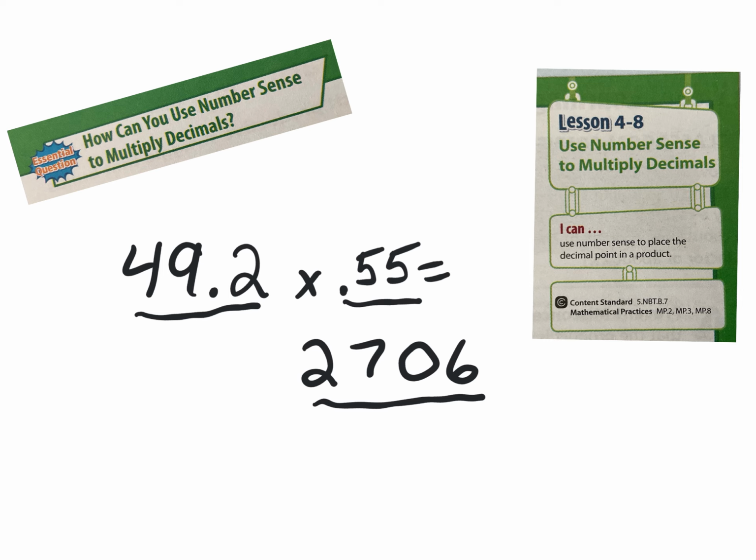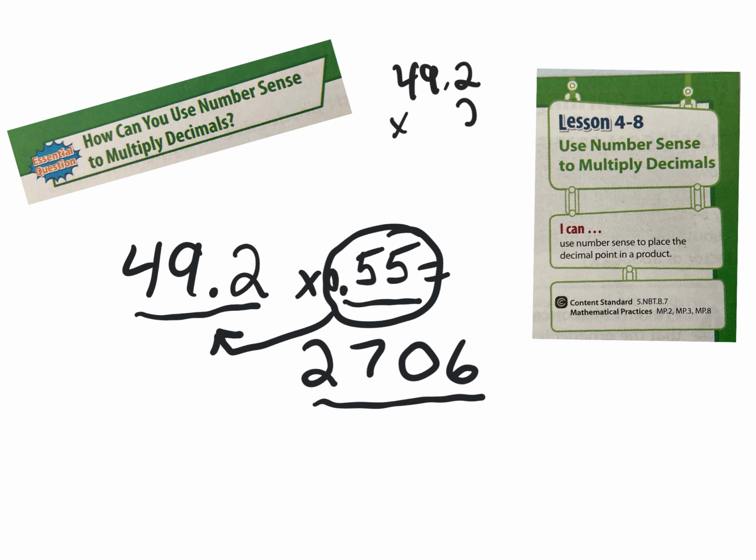So multiplying a number by a decimal less than 1, this decimal is less than 1, right? Because we have 0 in the ones place. So when we multiply a number by a decimal less than 1, it gives an answer less than the other factor. So since 55 hundredths is less than 1, we know the answer has to be less than 49.2.